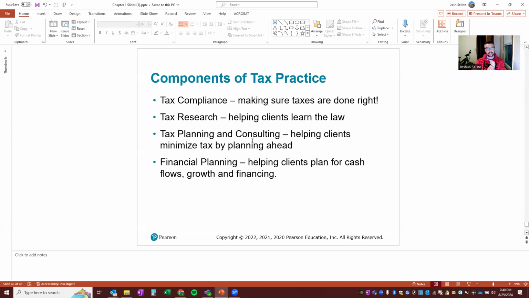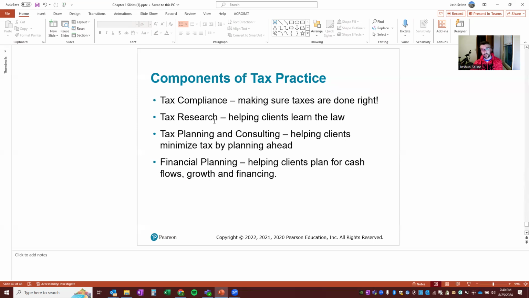Components of tax practice. Tax compliance is probably where, if you go into tax, you start out. Making sure taxes are done right. You're kind of doing the legwork. You're saying, here's a client's W-2, and this is how much withholding they have. Therefore, here is their tax liability based off of their tax bracket, marginal tax rate.